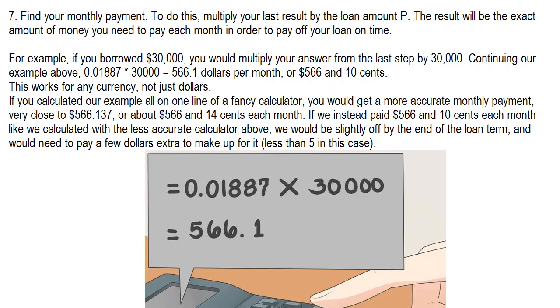If you calculated our example all on one line of a fancy calculator, you would get a more accurate monthly payment, very close to $566.137, or about $566.14 each month. If we instead paid $566.10 each month like we calculated with the less accurate calculator above, we would be slightly off by the end of the loan term, and would need to pay a few dollars extra to make up for it, less than $5 in this case.